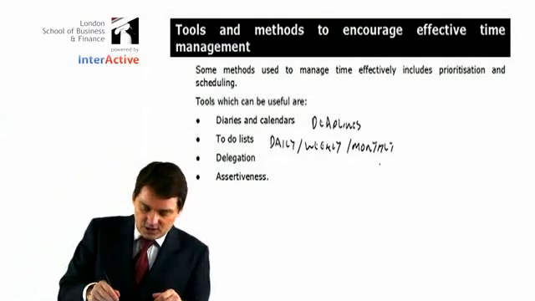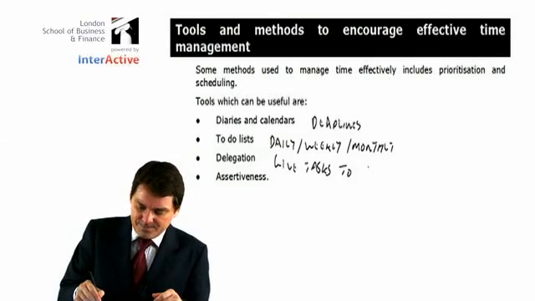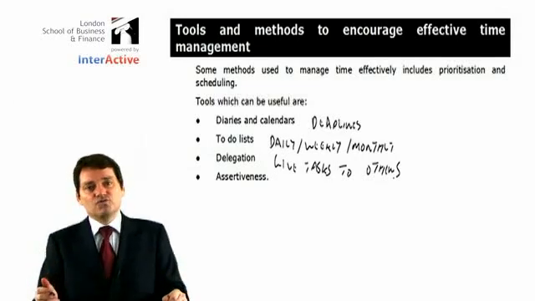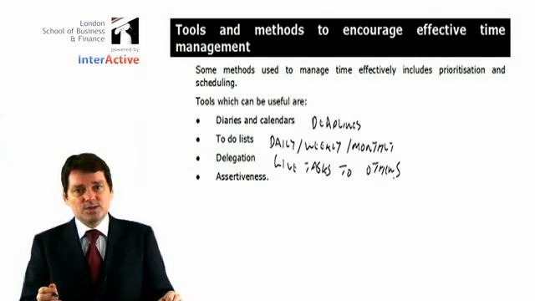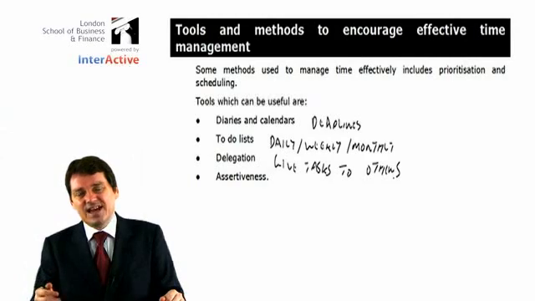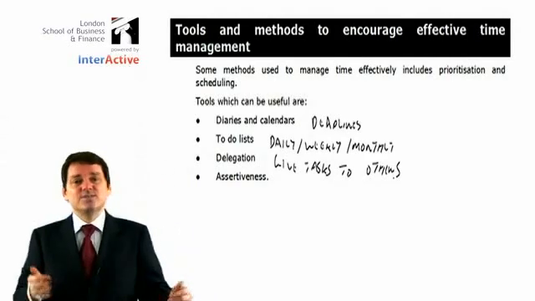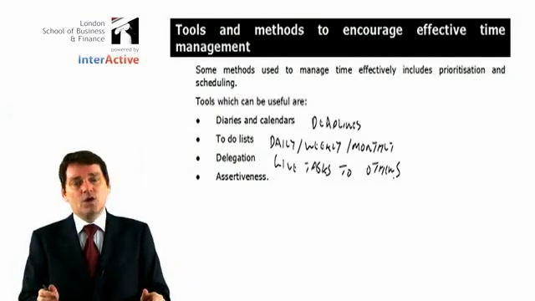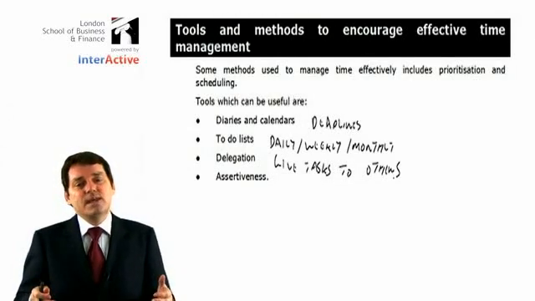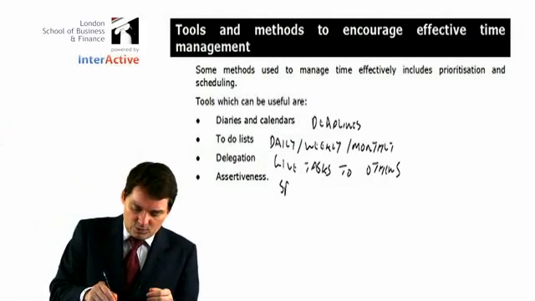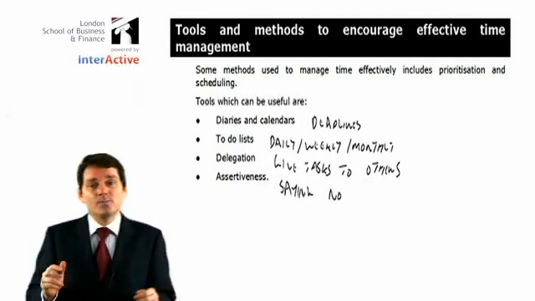Delegate. Give tasks to others. It is very tempting to try and do everything yourself. So one rule for successful time management is to know when to delegate something and get somebody else to do it. And finally, assertiveness. Assertiveness seems like a strange one to have in there. Being assertive means being confident enough to say no to people. Now, when are you going to have to think about saying no?